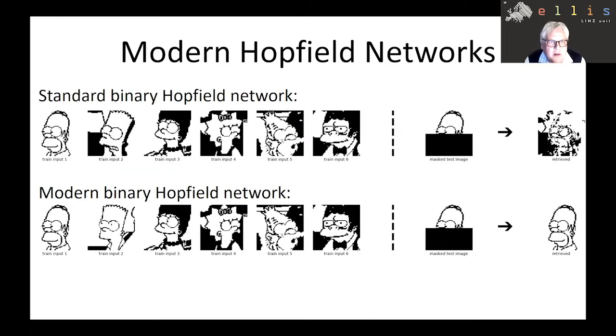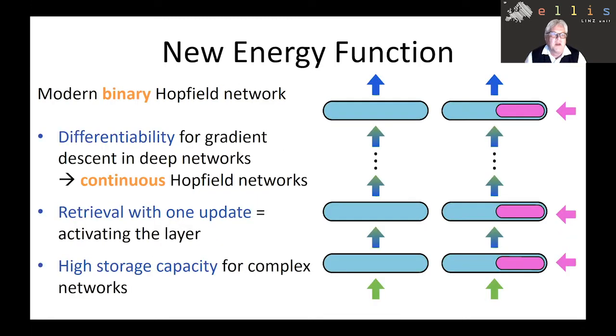Here, an example on the top, a standard binary Hopfield network. This is a Simpson. Then you want to retrieve something from the patterns on the left-hand side. You have a masked pattern of Homer, and you see, because the patterns are highly correlated, it doesn't work very well. If you use this modern binary Hopfield network of Dmitry, then this works. And you can even store many, many more patterns. And even if patterns are highly correlated, this works.